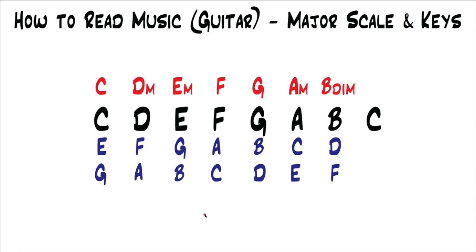For example, if you took the C major scale, you could build chords out of it. You get C major, D minor, E minor, F major, G major, A minor, B diminished, or extensions on those chords or other chord types. But any chord you get is going to come straight from these notes in the major scale.